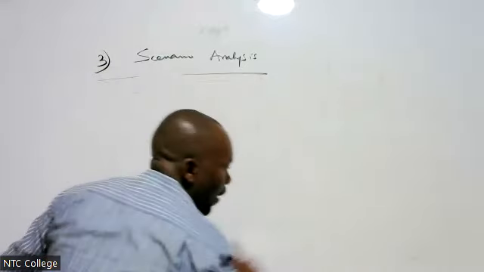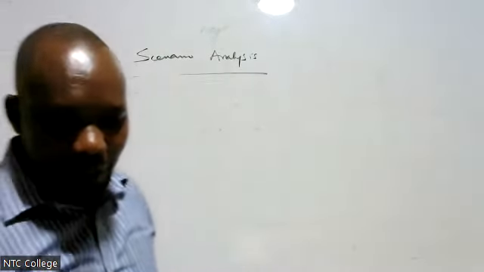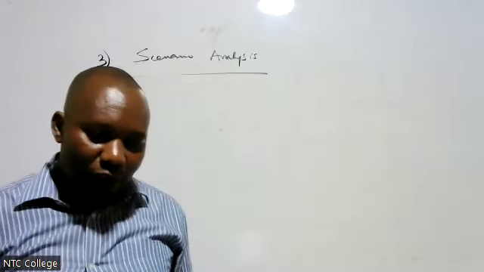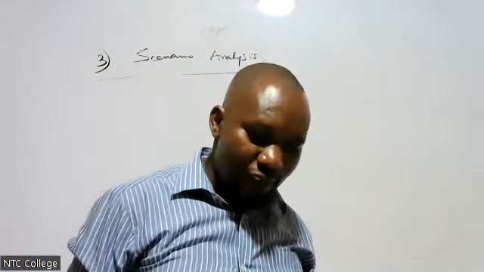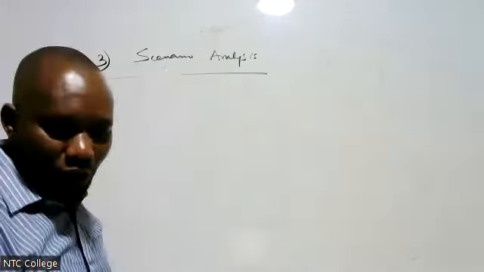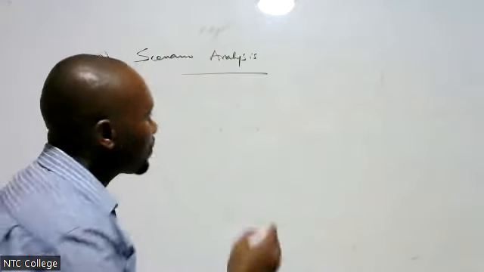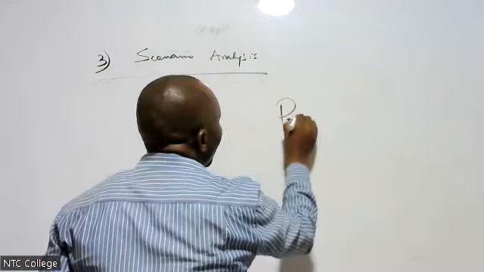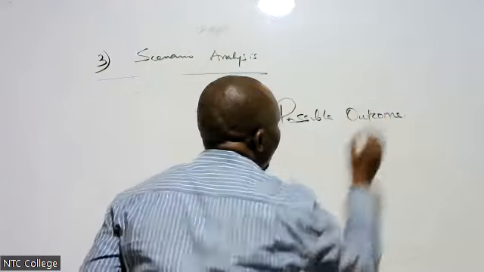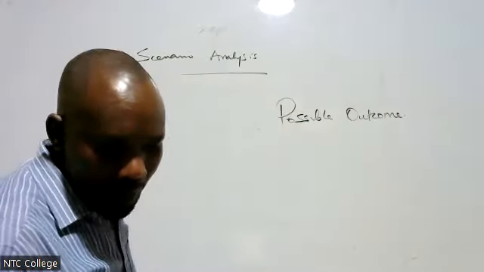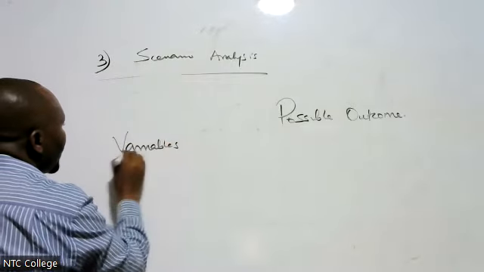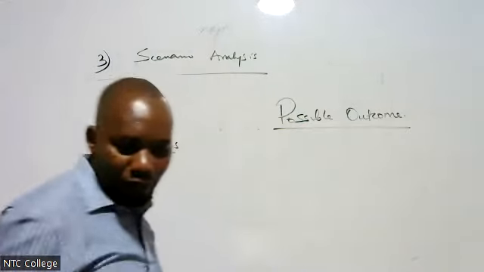So for those who are joining, I've said that you assume that you're given the following: cost of project is 4 million, the lifespan is 5 years, depreciation straight line, tax 30%, and the cost of capital is 12%. Then you're given the following conditions. We have the possible outcomes, and then we have the variables.